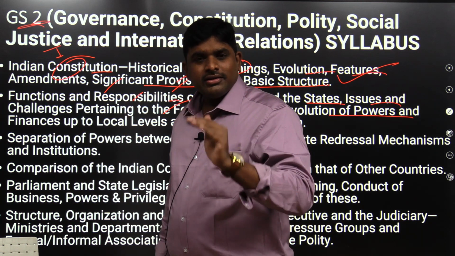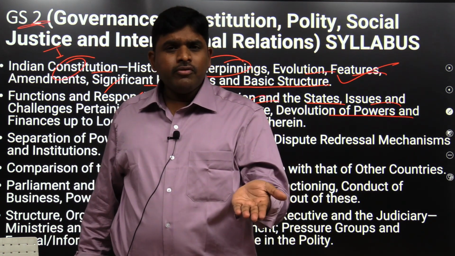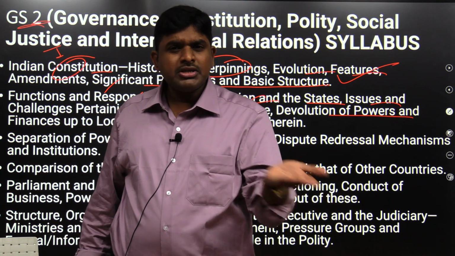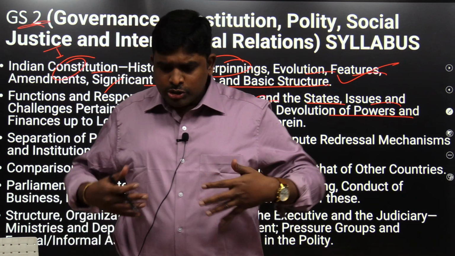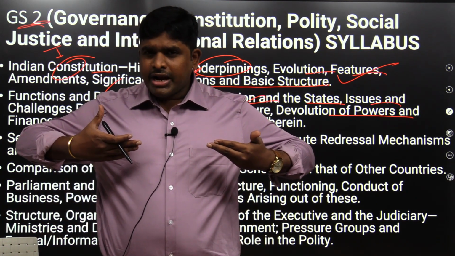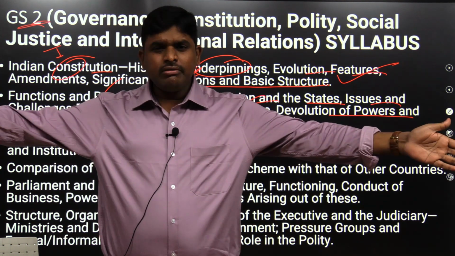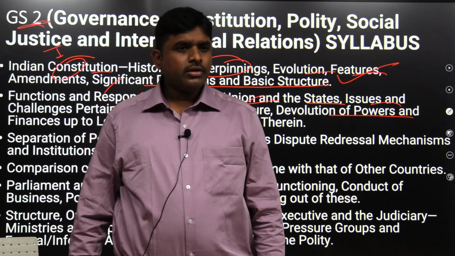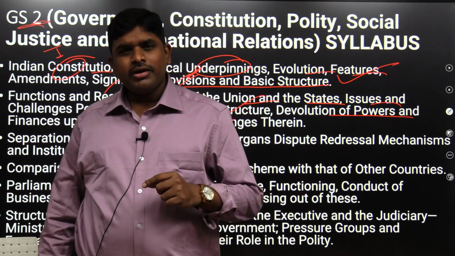Vertical devolution was 32% under the 13th Finance Commission. The 14th Finance Commission increased it from 32% to 42%. Financial devolution means that of the taxes collected by the center, for example 100%, 42% is given to states. Finance is important. Devolution of funds is important.